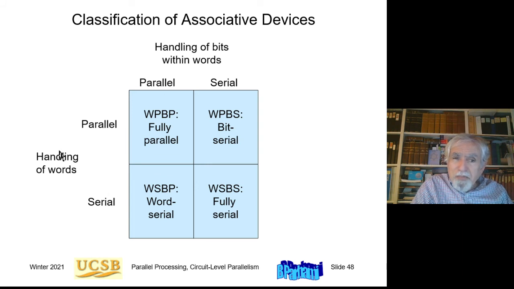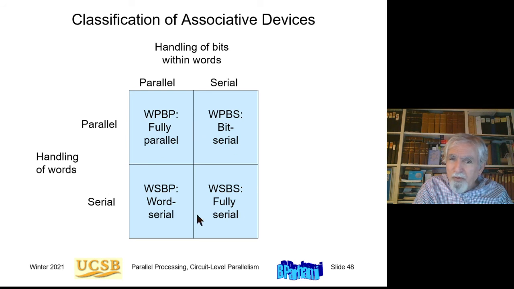There are 2 axes: how the words are handled, in parallel or in serial, and how the bits within words are handled, in parallel or serial. Fully parallel associative devices, bit serial associative devices, word serial associative devices, and fully serial. Now this last category is not all that useful because if you process the words serially and the bits within words serially, then you basically don't have any parallel processing. So this category is not of interest.